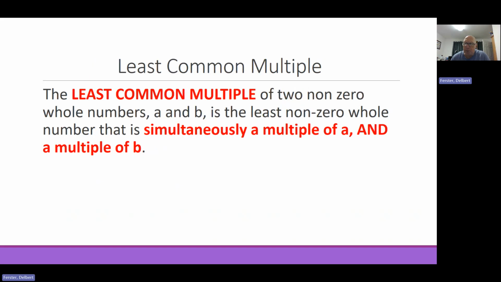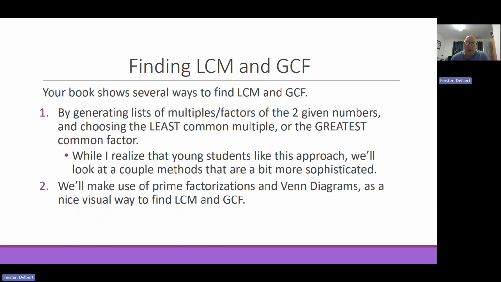Least common multiple for two numbers, A and B, is the least non-zero whole number that is a multiple of A and a multiple of B. When you ask kids to do this, they tend to build lists, and that's not a horrible approach. They'll just build the list and find the biggest common factor that they can, and they'll find the least common multiple. And that's fine. I don't know that we want to deter that.